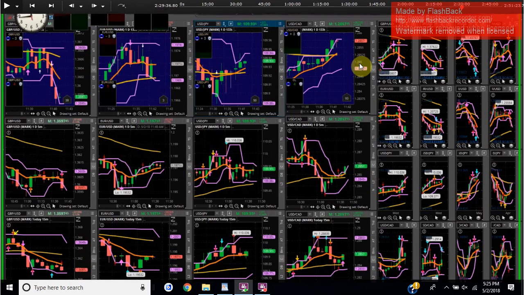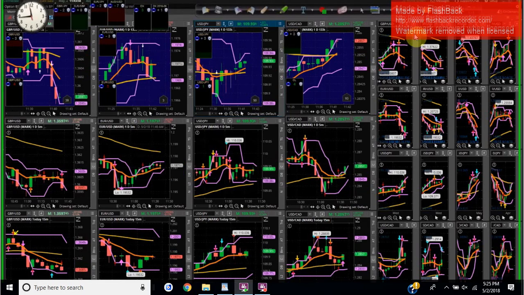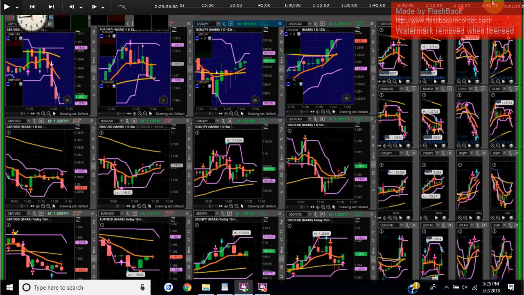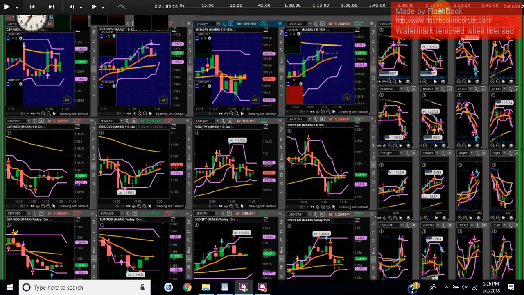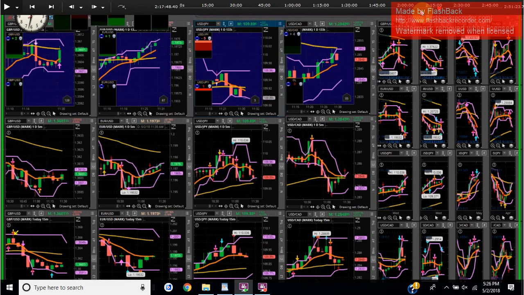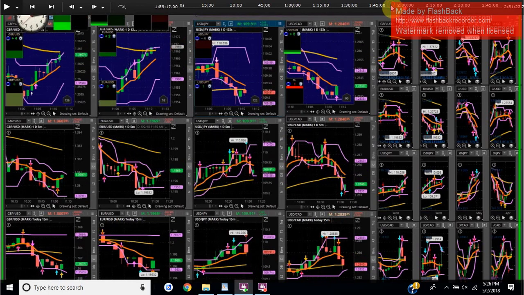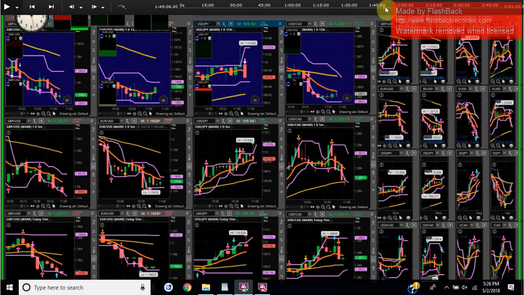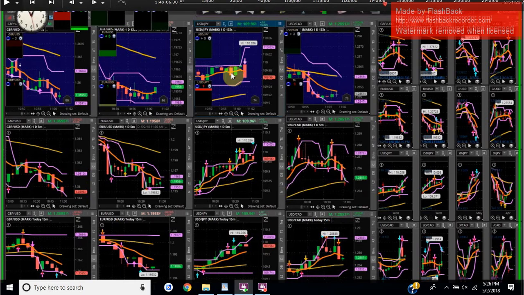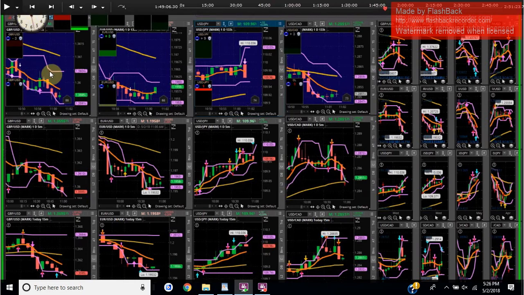And here goes the 11 o'clock bias. Let's see. Which is really, really good. That's actually 11 o'clock right here. Right there. So this is a little bit after 11.